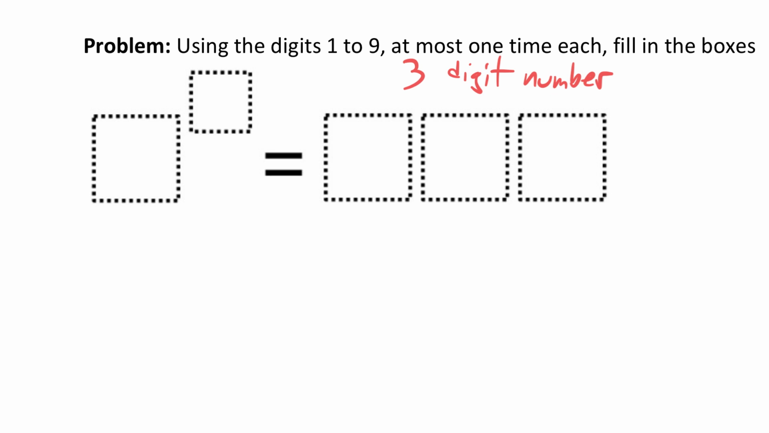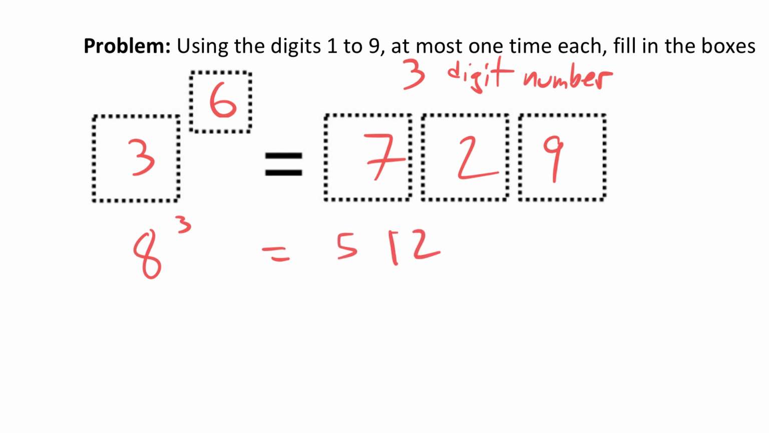All right, assuming you gave it a try, 3 to the power of 6 is one answer. 3 to the power of 6 will be 729. Notice how we're using all different digits. But there's another one as well. 8 to the power of 3 will be 512. Now, if you found a different one, go ahead and post in the comments below, but these are the two that I found.